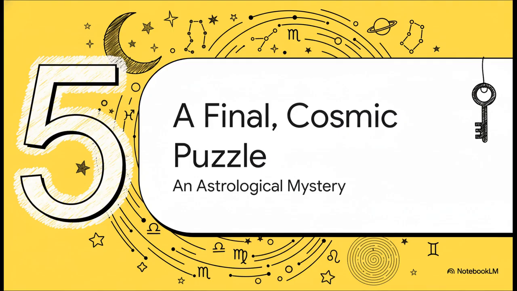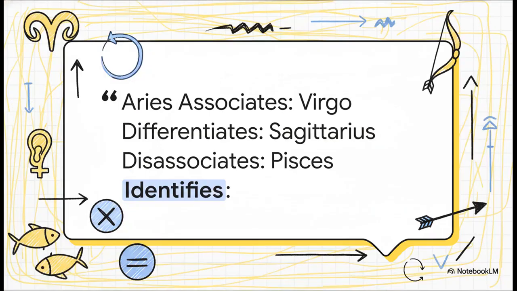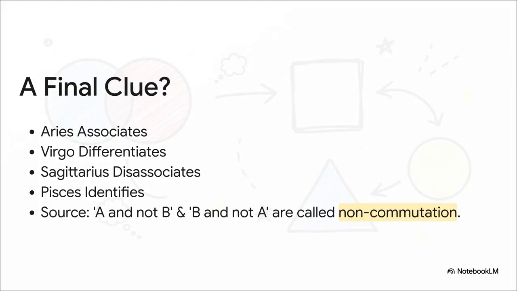But then, buried in the source material, there's this weird little curveball, a final and kind of cosmic puzzle. Right next to all these super clear logic diagrams, you find this. It's a quote that links 4 zodiac signs to these actions that sound, well, they sound vaguely logical, right? Associates, differentiates, disassociates, identifies. What in the world is going on here?